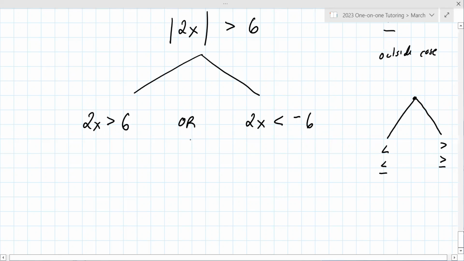But in terms of what you do next, you solve both of these inequalities. So you divide by 2, you get x is greater than 3, divide by 2. Notice the steps are the same. X is less than -3. And that's your answer. Either x is greater than 3 or x is less than -3.